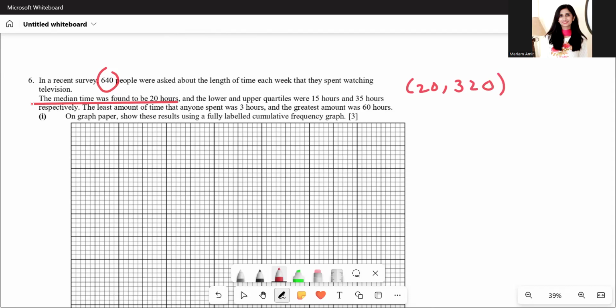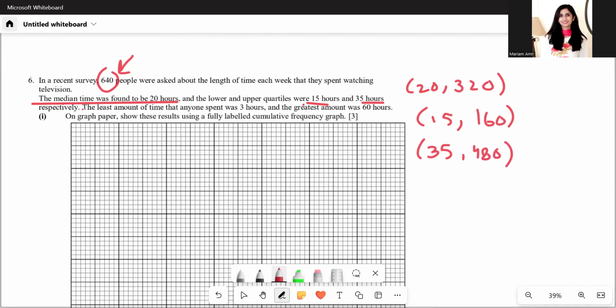Okay. Next would be, the lower and upper quartiles were 15 hours and 35 hours. Okay. 15 and 35 are the X values. What about the Y values? For lower quartile, we find 25% of 640, which is going to be 160. For upper quartile, we find 75% of 640, which is going to be 480.